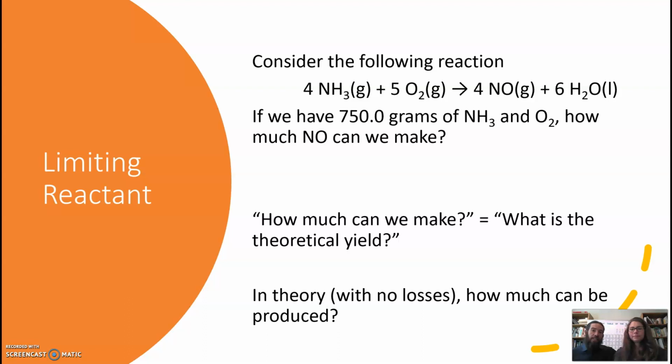So here's another equation, and again, it's got coefficients. It's always good to make sure it's balanced. This one is balanced. And we have 2 reactants, and it says we have 750 grams of each. So we have 2 reactants. We're going to have to do 2 calculations, and they're both the same amount. So we can go right from grams of ammonia and calculate how much NO we can make, and then we have to do the same thing for the oxygen. The one that makes the least is the limiting reactant. That amount is the theoretical yield.